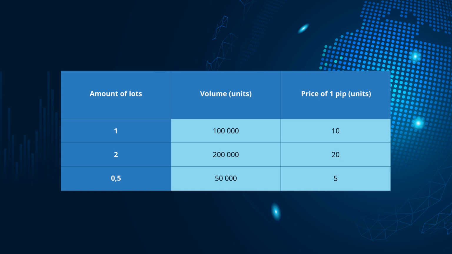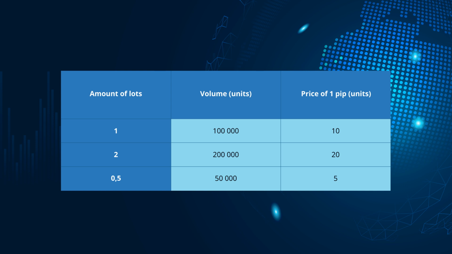So if you're buying, let's say, 2 lots, as you can see, the volume becomes twice bigger. So altogether it's 200,000, and the price of 1 pip also becomes twice bigger. If you use the formula provided to you in the previous slide, you can see that you will get the answer 20. The amount of lots is 2, we multiply it by 10 and we get 20.